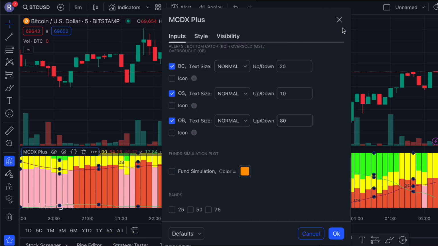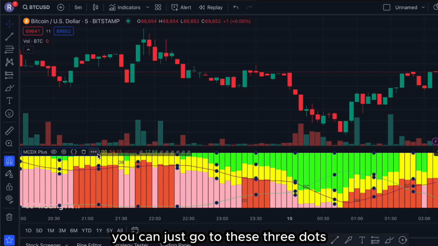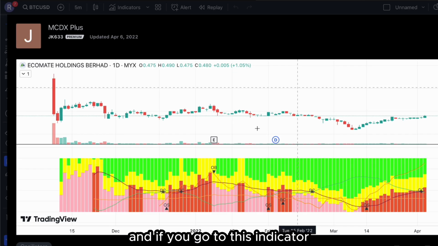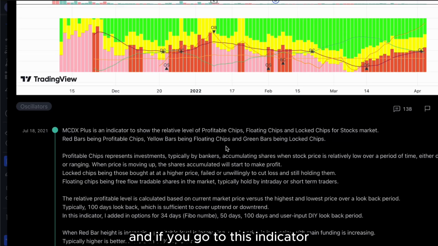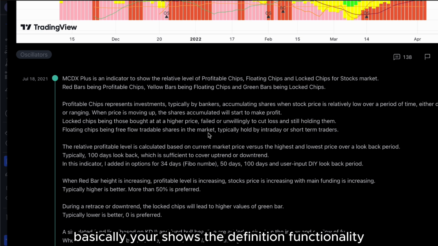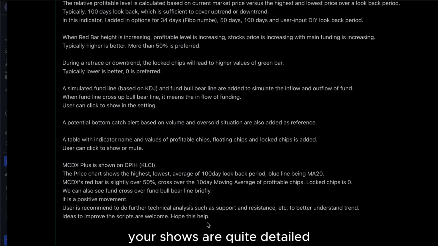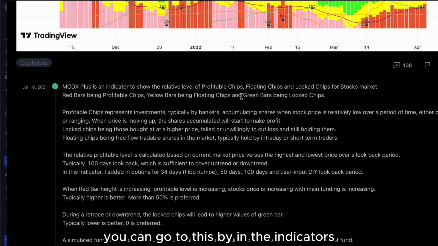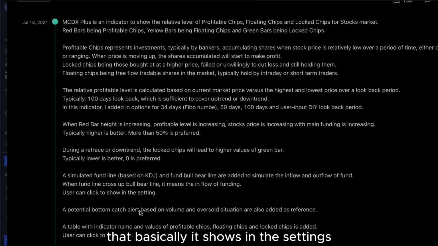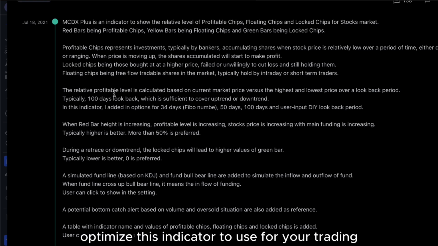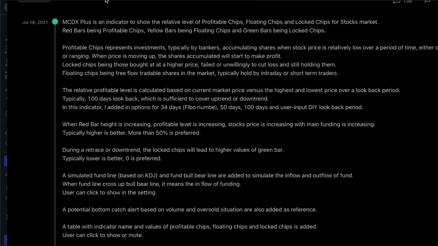You can customize all of this based on your strategy. And if you want to go through this indicator, you can go to these three dots and press the description details. It will show the definition, functionality, and how you can use this indicator in TradingView. It is quite detailed. You can go through this in the indicators tab. Basically it shows the settings and how to optimize this indicator for your trading. So let's start.